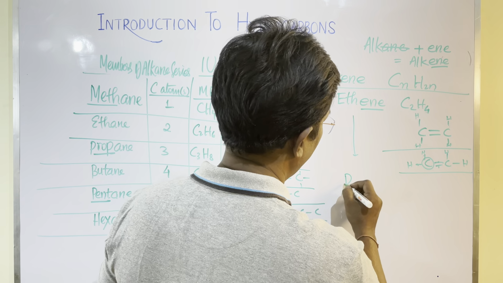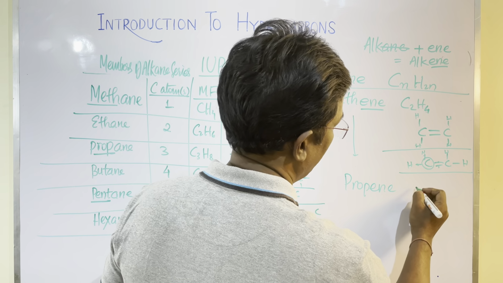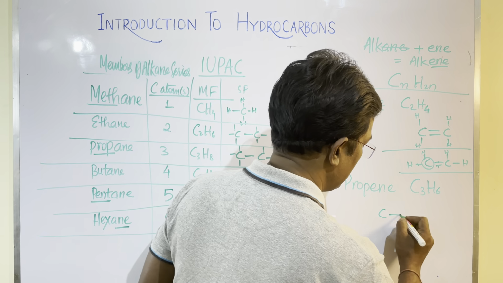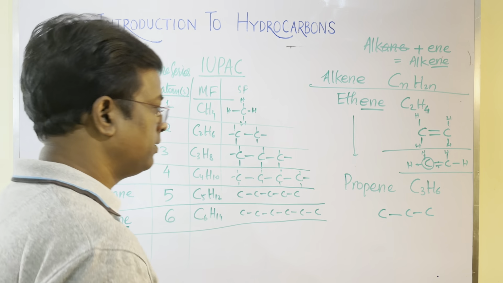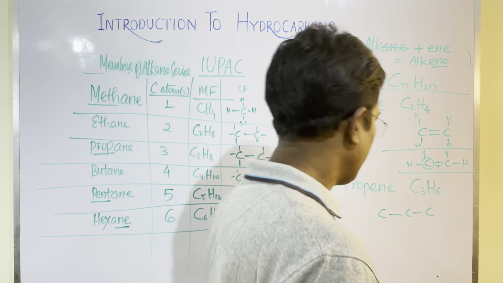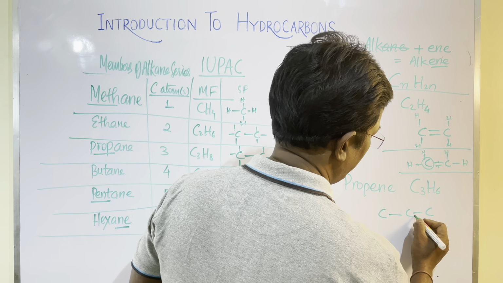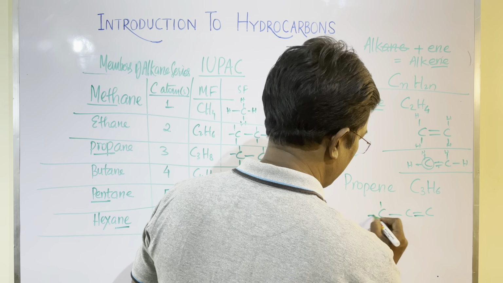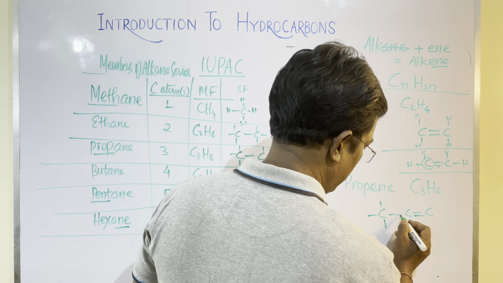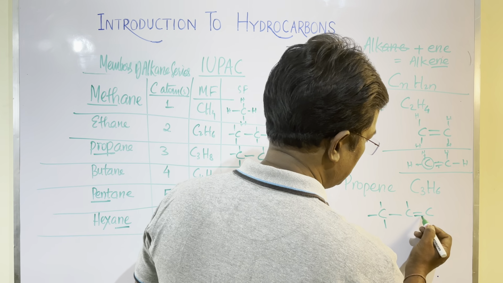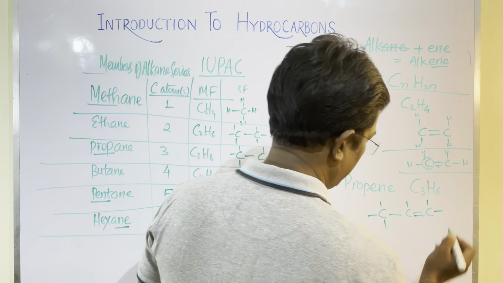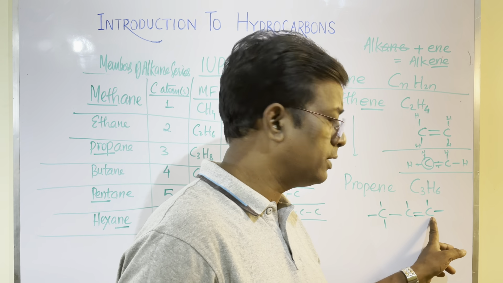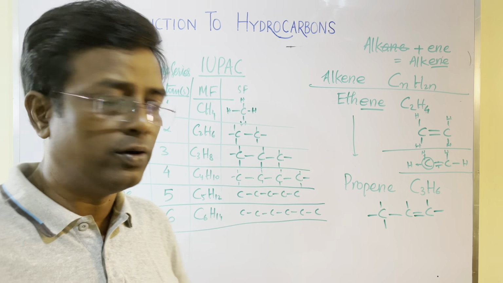The next member, propene. The general formula is C3H6. Make a chain of 3 carbons attached like this and make a double bond at any place. Here 1, 2, 3 are already there, I just need 1. Here it's 2, so I need only 1 and 2. Need to be smart in counting here. Now it's 4. The bonds associated with this carbon are also 4 and here 4. Fine. Propene.